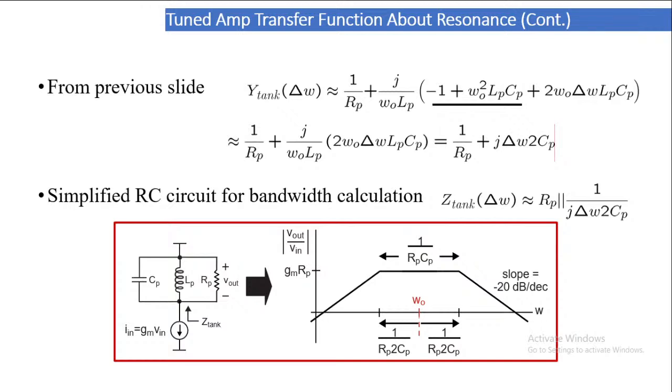For this, the Z tank will be approximately equal to Rp in parallel with 1 by j delta omega 2 Cp. And its characteristics you can see. Omega 0 is the center frequency. On each side we have a frequency of 1 by Rp 2 Cp on both sides. So total bandwidth will be 1 by Rp into Cp. Slope is minus 20 dB per decade.